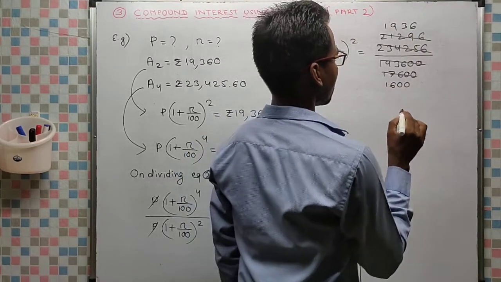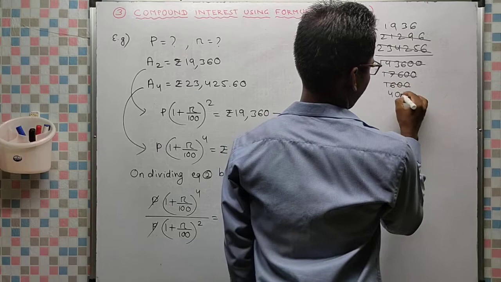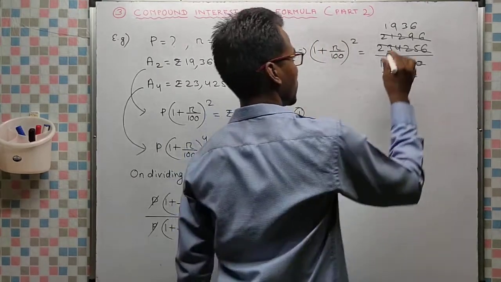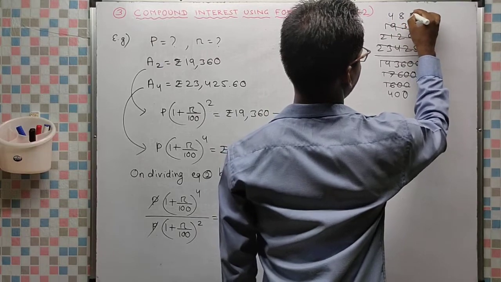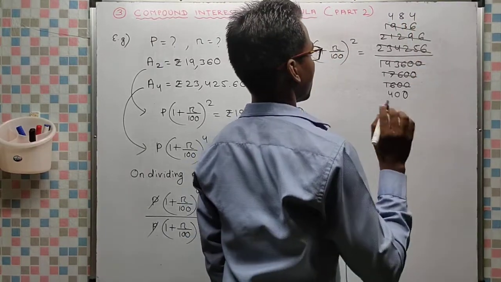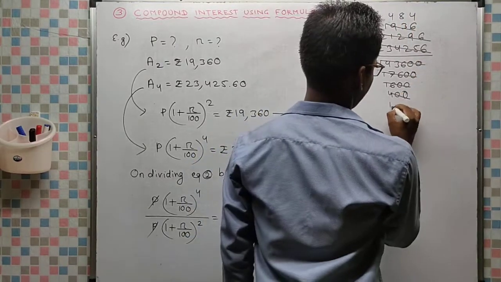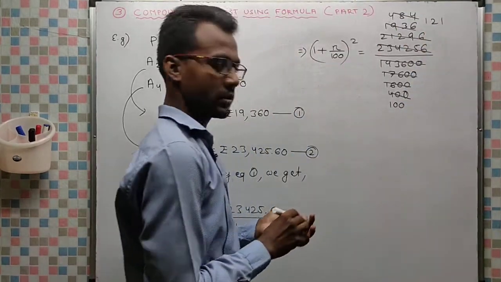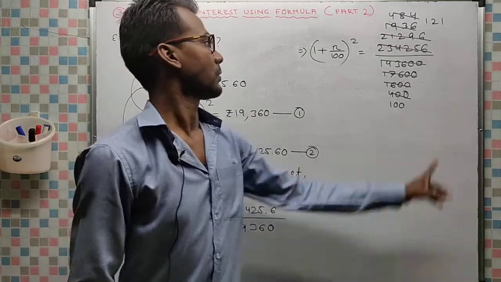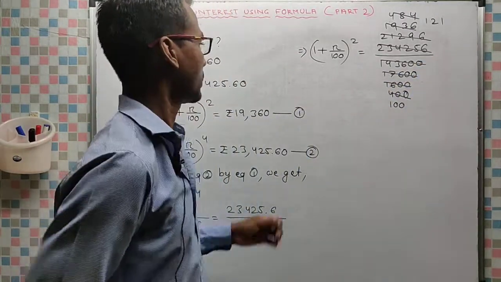This is divisible by 4, 400 is divisible by 4. 4 times 4 is 16, 4 times 8 is 32, 4 times 4 is 16. Again divisible by 4. So completely simplified, 121 by 100.